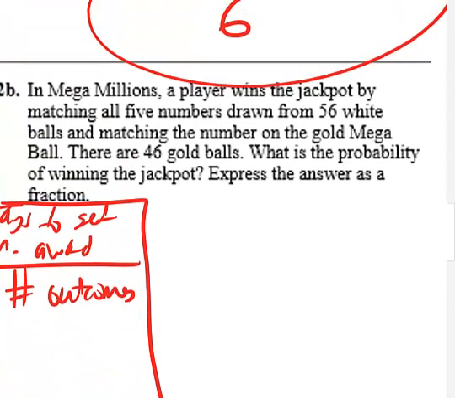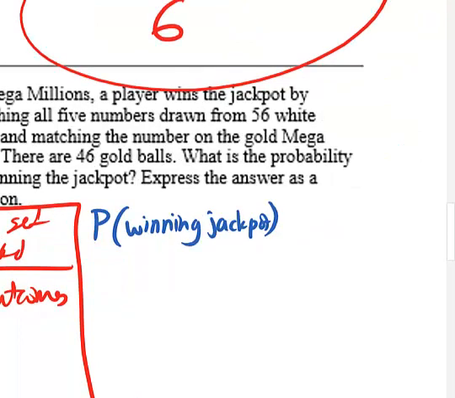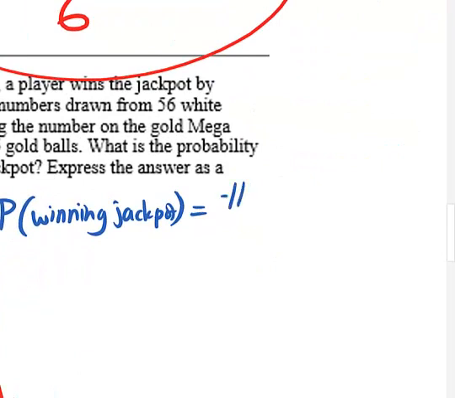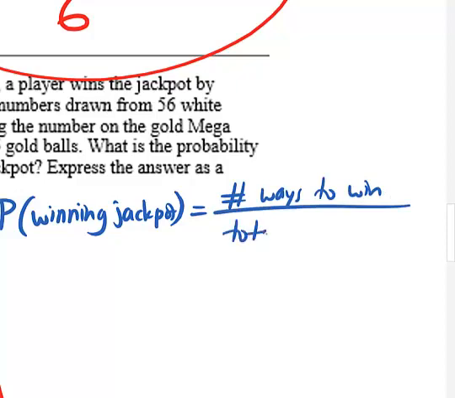Okay, it says in Mega Millions, a player wins the jackpot by matching all 5 numbers drawn from 56 white balls and matching the number on the gold mega ball. There are 46 gold balls. What is the probability of winning the jackpot? That's what I want. If I write it as a fraction, that's the number of ways to win over the total number of outcomes.